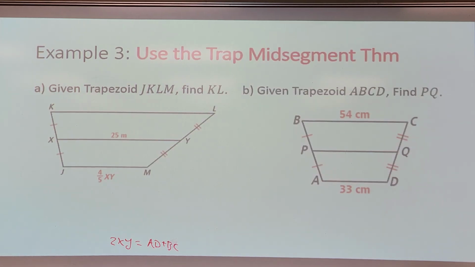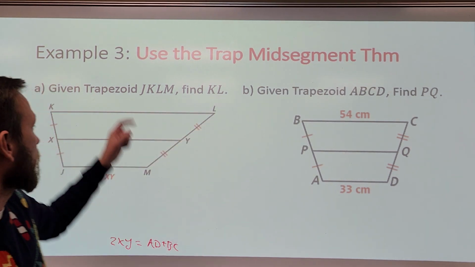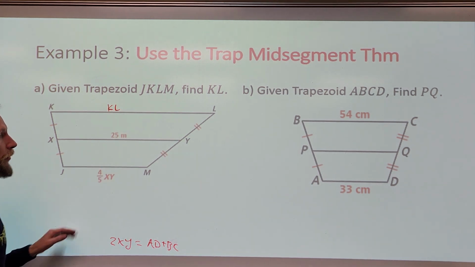Given these trapezoids, find the lengths of the given segment. Here it's find the midsegment. Here is find the other parallel side's length.